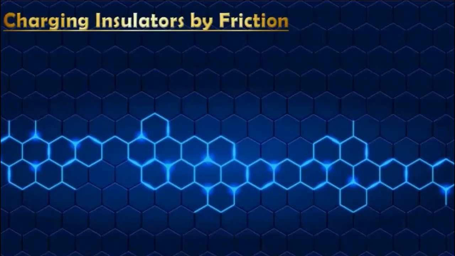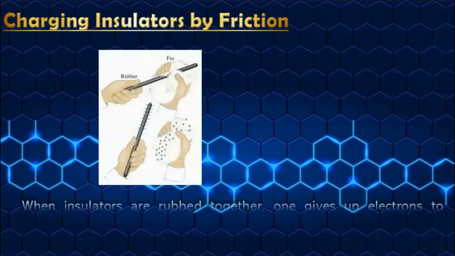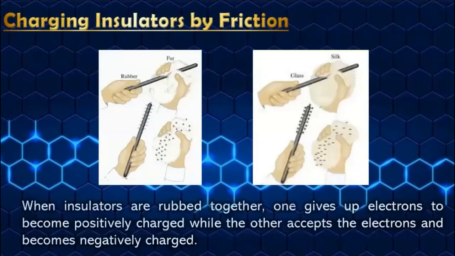The second method is charging insulators by friction. As you can see, we have two illustrations. On the first illustration, we have rubber and fur. Fur is the soft hair of some animals. And on the second illustration, we have the glass and silk.